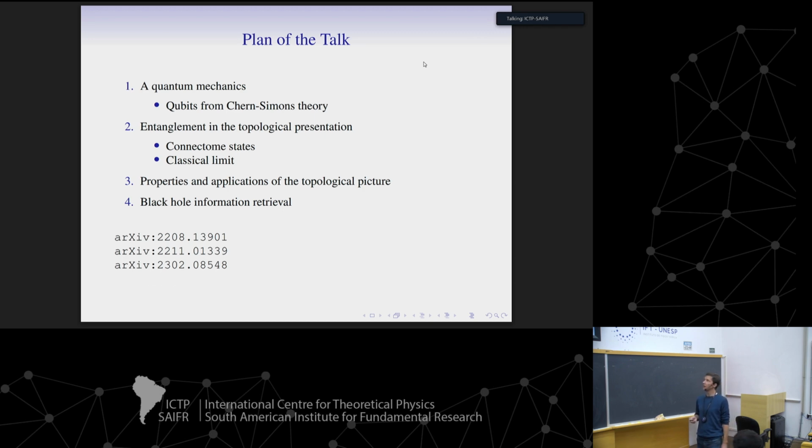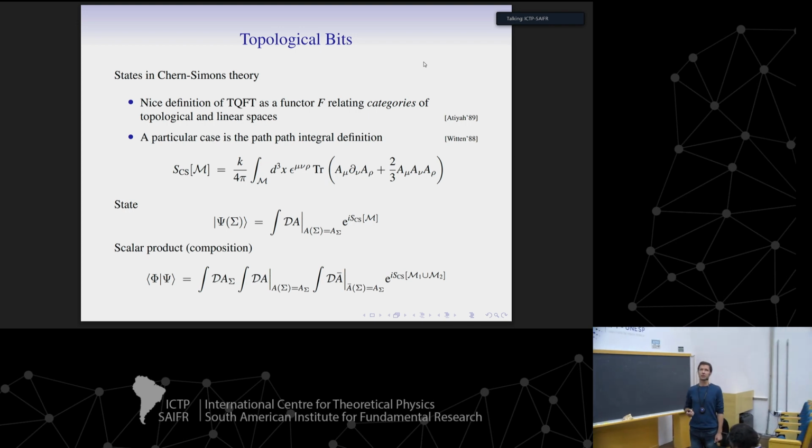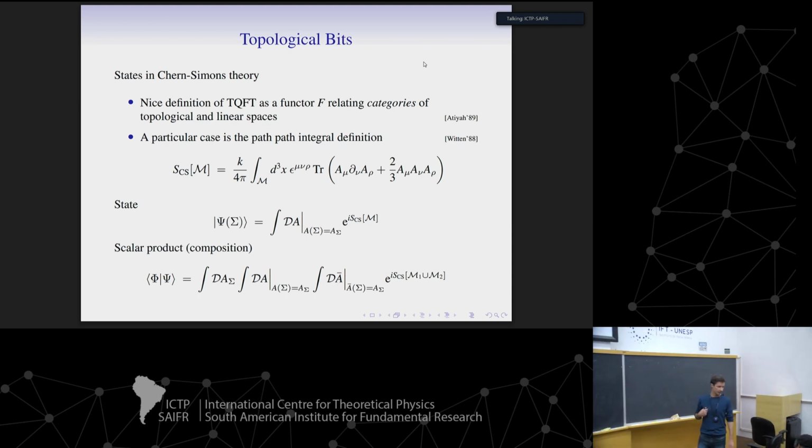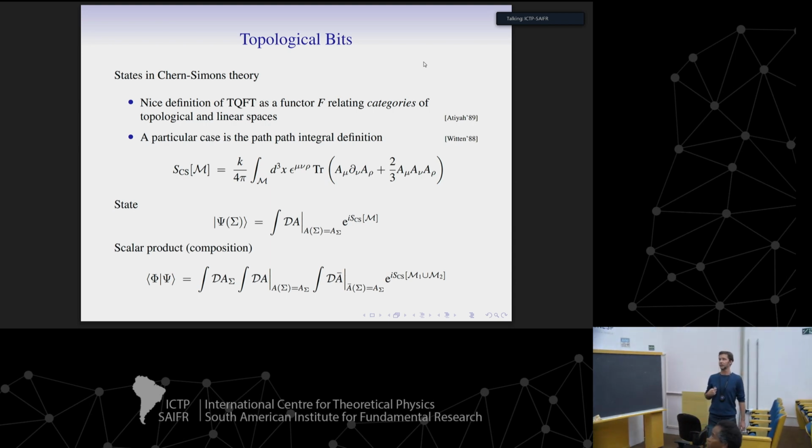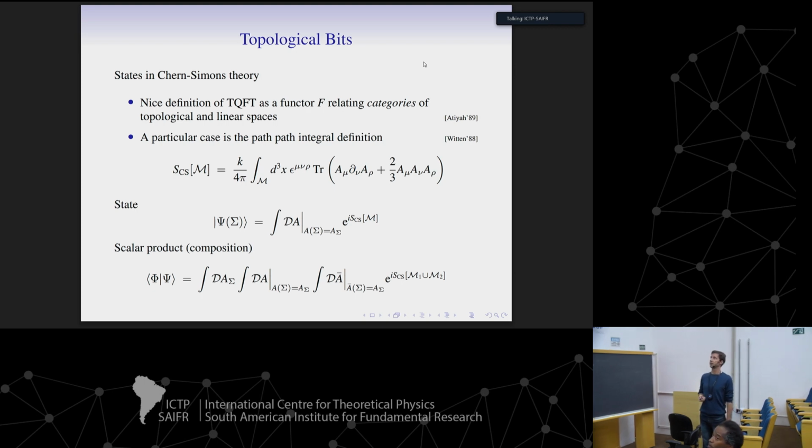To introduce this quantum mechanics, there exists a very simple category theory definition, which unfortunately by the lack of time I do not want to explain here. But despite the name, it's actually a very simple definition and very intuitive. So instead I will just say that we have a Chern-Simons theory.